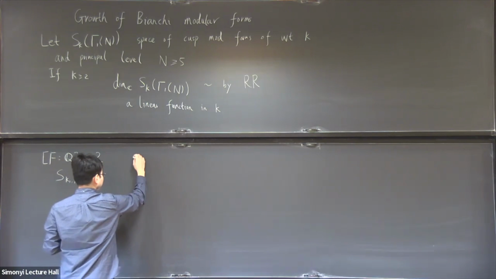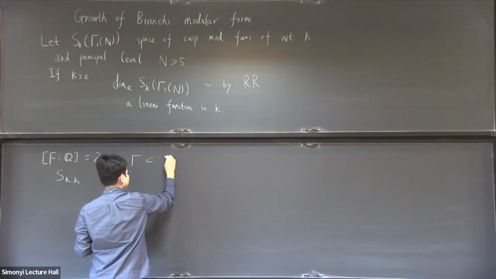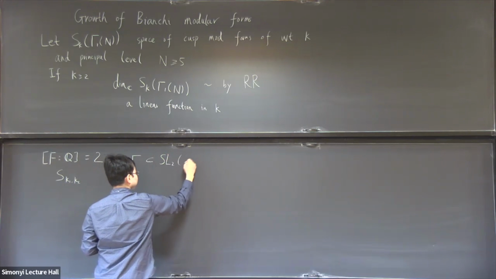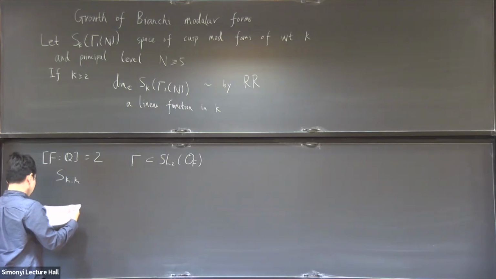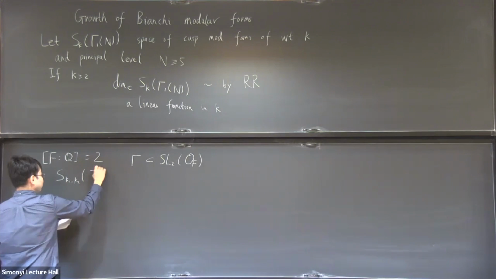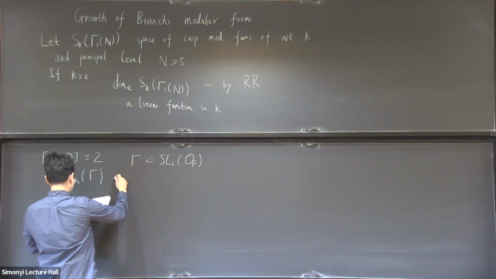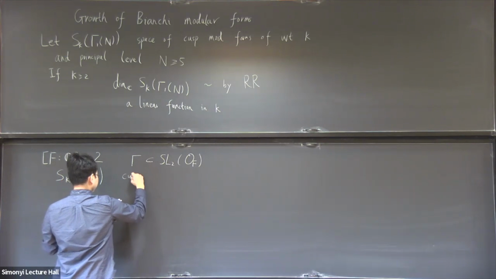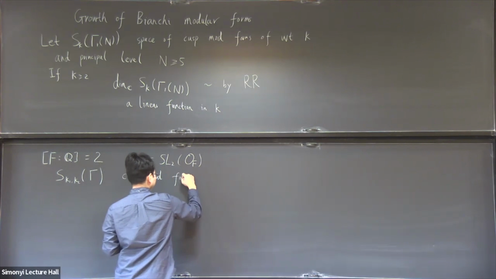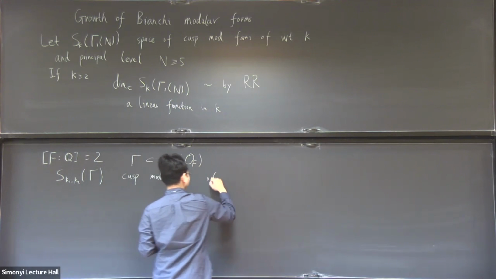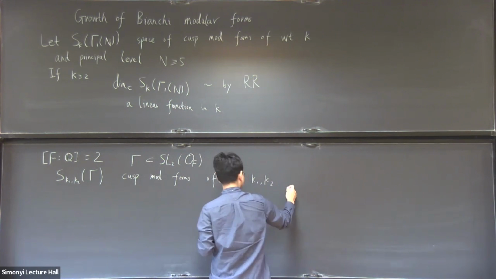And I will still fix a congruent subgroup Γ of SL2(O_F). And I will use S_{k1,k2}(Γ) to denote the space of cusp modular forms of weight k1 and k2 and level Γ.